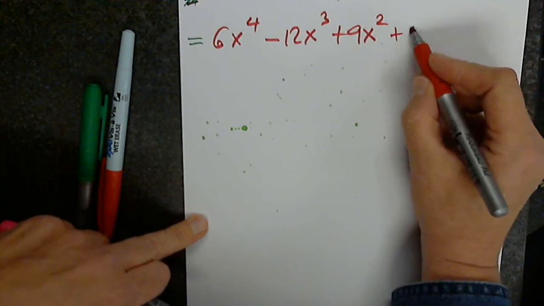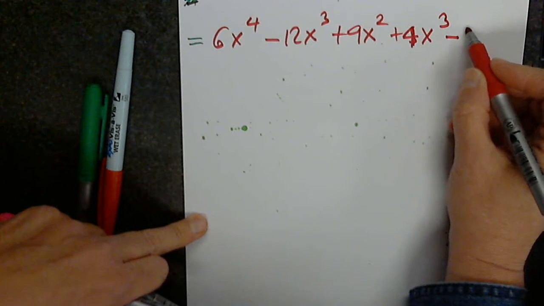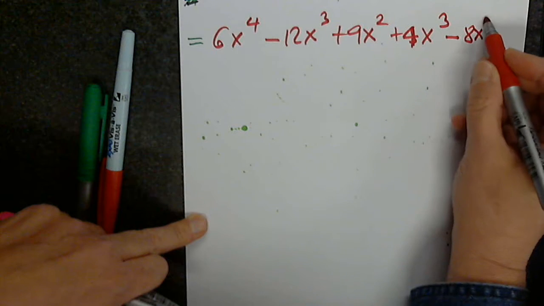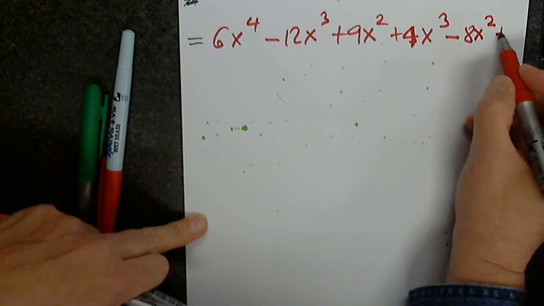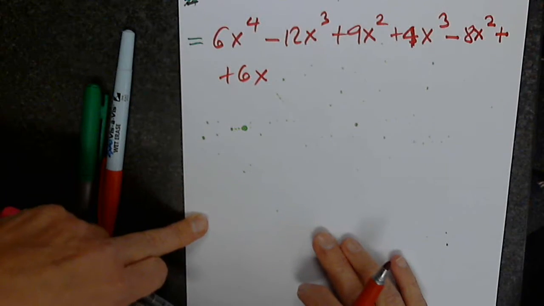Plus 4x to the third. Minus 2x squared. Wait a minute, I forgot to do the 8. Okay, that's minus 8, plus 6x. Do you all agree with the next 3 terms?